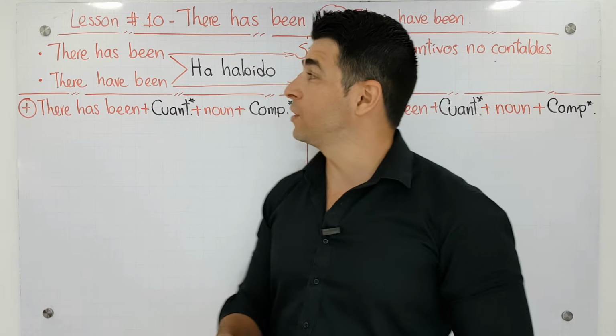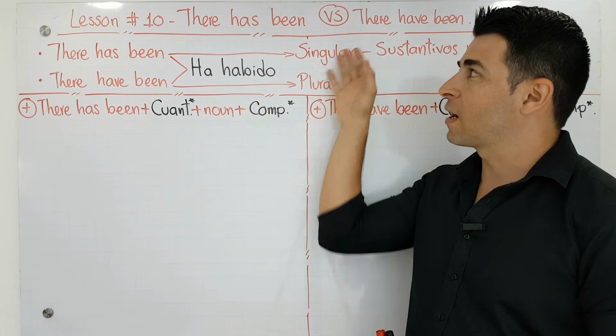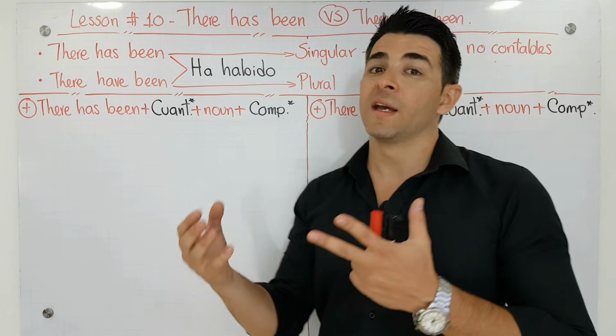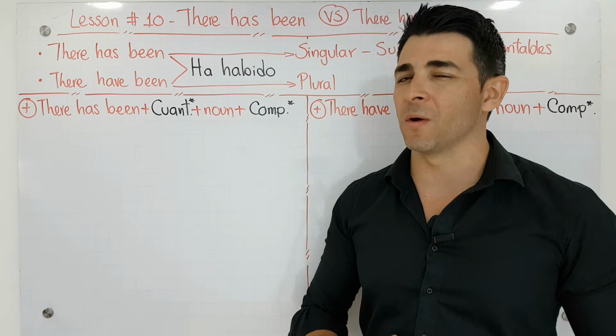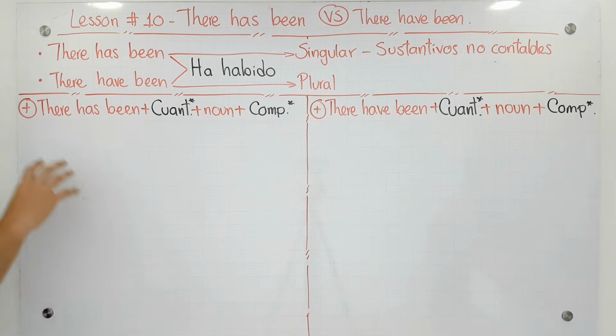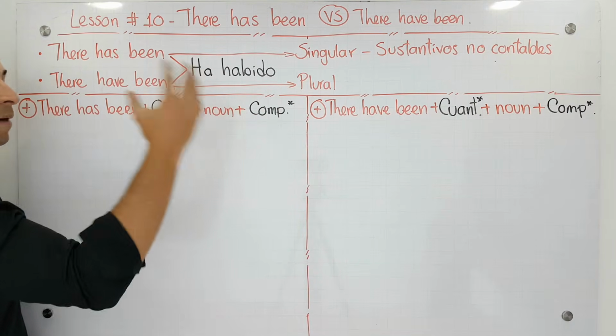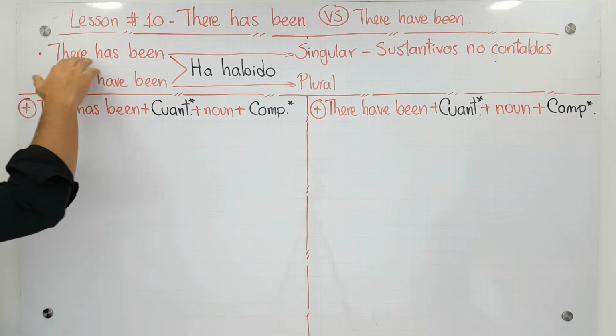In today's class we're going to see the difference between there has been and there have been. Vamos a hablar de la diferencia de esas dos expresiones que se van a complementar mucho con el presente perfecto y el presente perfecto progresivo, que son los temas que hemos estado trabajando. Espero que les guste mucho y que la puedan aplicar fácilmente, muchachos. Es un tema muy sencillo, así que vamos a poner mucha atención, por favor. Comencemos entonces por esta parte.